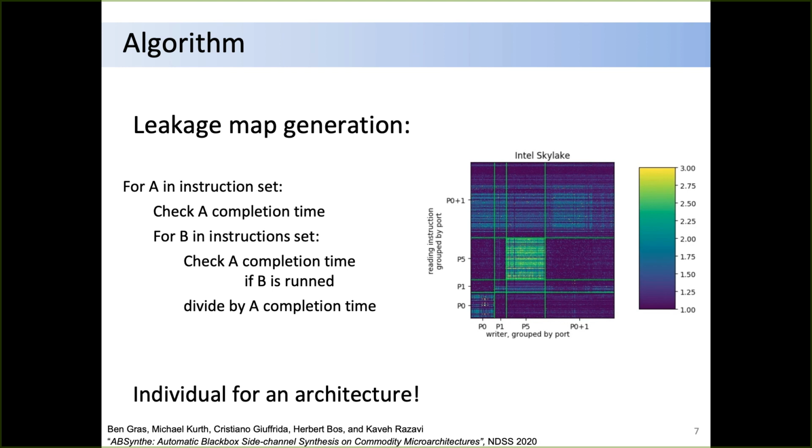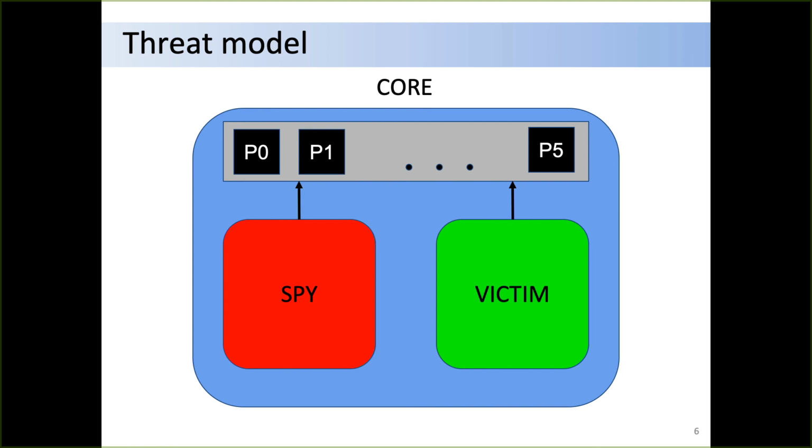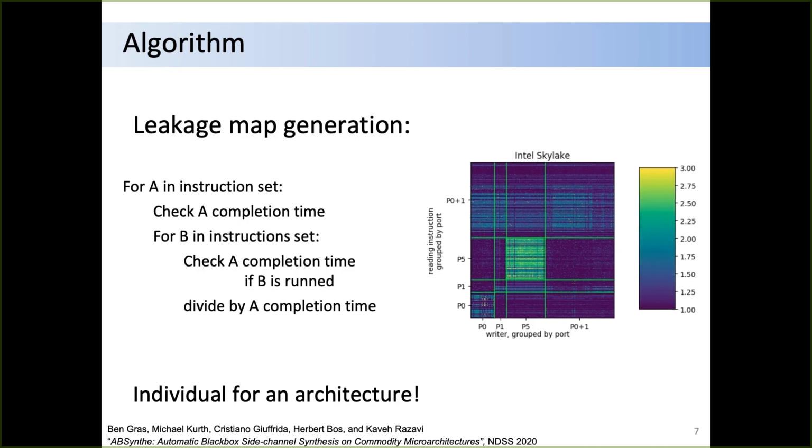What is a leakage map? It was found that commands running on one port affect the execution time of commands running on the others. So by running some command A from the spy process, we can influence the execution time of command B that was run by the victim process, which gives us a way to create a map of how commands in the instruction set architecture influence each other.